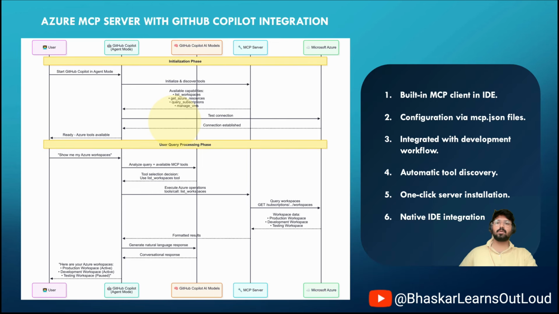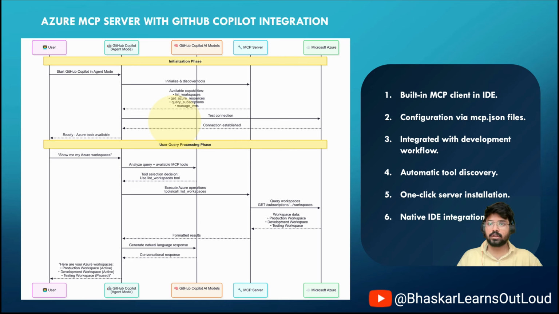Now let me talk about the Azure MCP server with GitHub Copilot integration. Before the practical, let me explain what we are going to do. First of all, we are going to test the Azure MCP server, and the host application is our GitHub Copilot. I'm going to show you how you can enable GitHub Copilot, and I'm going to use Visual Studio Code to leverage this GitHub Copilot.